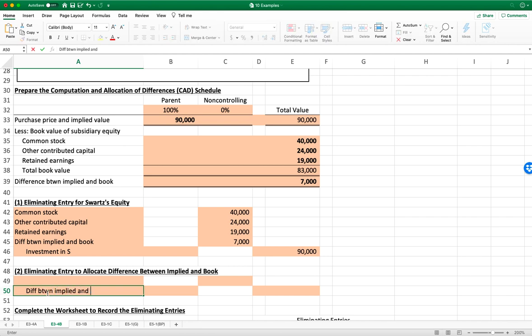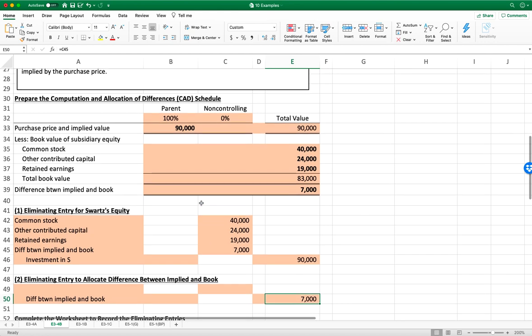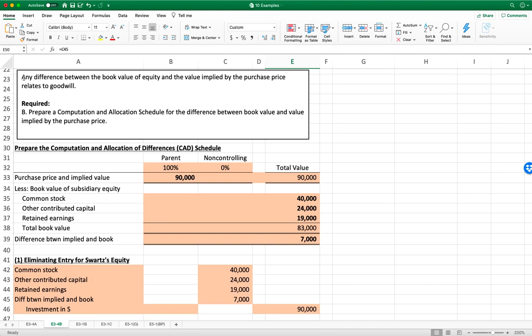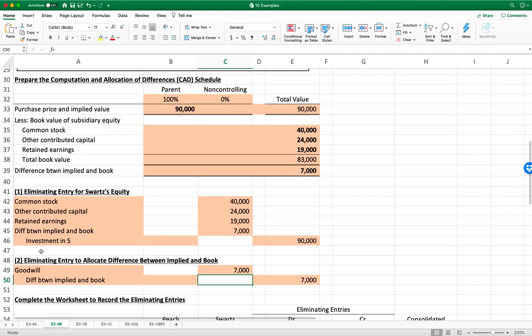And we need to find a new place to put it. So we'll talk about this a little bit later, but our difference between implied and book can be used to make fair value adjustments or to record goodwill. And as they told us here, any difference between book value of equity and the value implied by purchase price relates to goodwill, that means we know in this case, this whole $7,000 is goodwill. So right here, we're debiting goodwill, which creates that asset on our balance sheet, on the consolidated balance sheet.